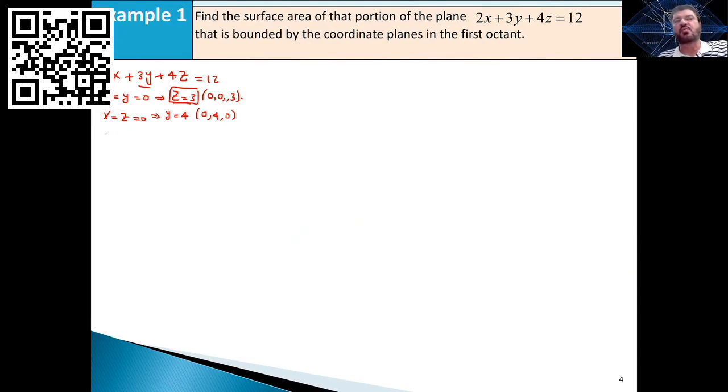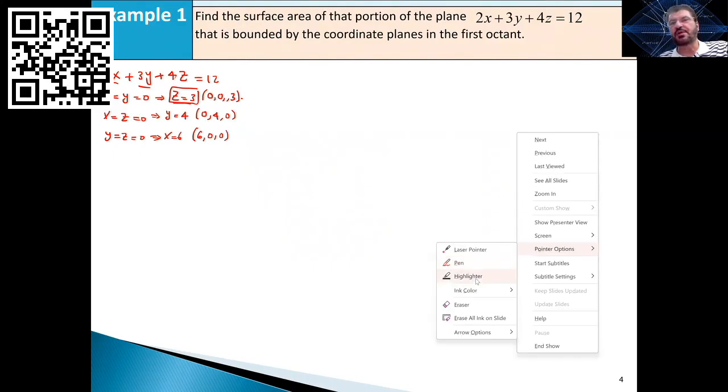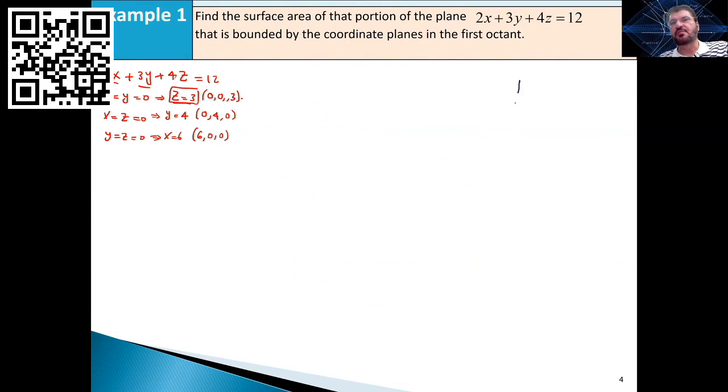How about if we take y equals z equals 0, then what do we get? We get 2x equal to 12. So x is equal to 6. So we have (6, 0, 0), which is the x-intercept. Now we will graph the equation, the surface, actually.